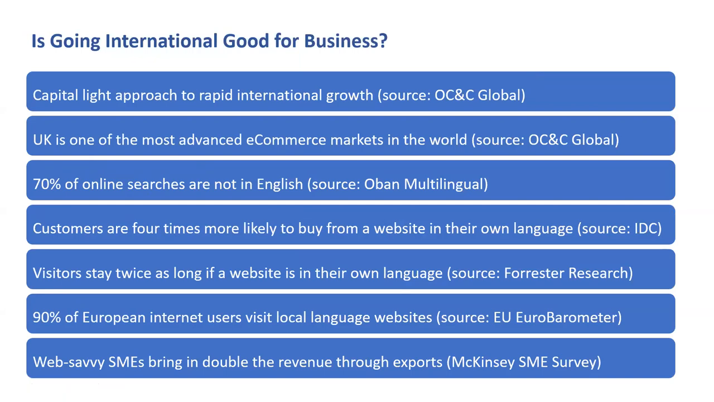So in case you're in two minds about whether you need to develop an international website, if you're planning to start or increase your international trade, here are some compelling statistics that you might not be aware of that could support your online presence and communication strategy. I'm just going to pick out a few because we have quite a short session today. First of all, the UK is currently one of the most advanced e-commerce markets in the world. That's good, as your business is sitting in a location where that's the fact. 70% of online searches are not in English.